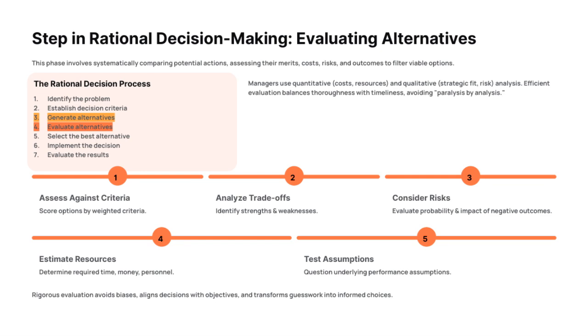All these steps, using both quantitative data like costs and resources, and qualitative insights such as strategic fit and risk, help managers make balanced, informed decisions. The goal is to be thorough but also timely, because overanalyzing can lead to paralysis by analysis. This process is part of the broader rational decision-making framework, which guides us from identifying the problem all the way through to evaluating the results and learning for future decisions. Focusing on evaluating alternatives systematically ensures we're making thoughtful, well-informed choices that support our strategic objectives.